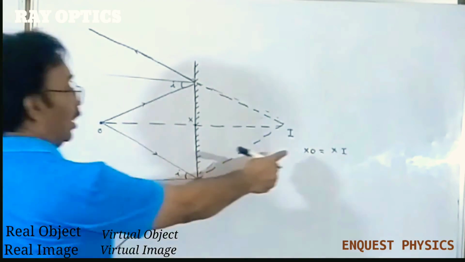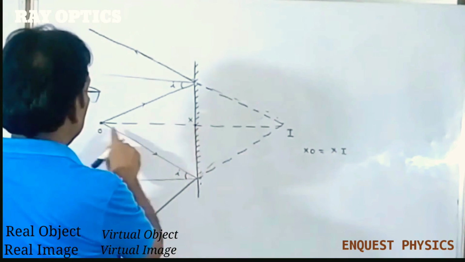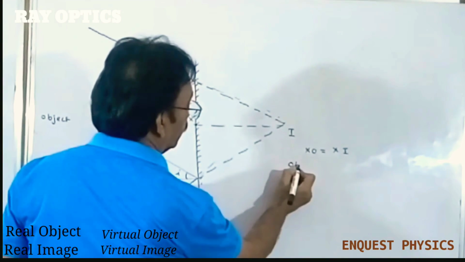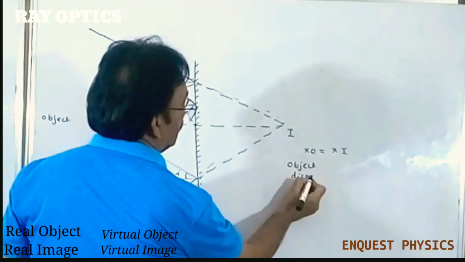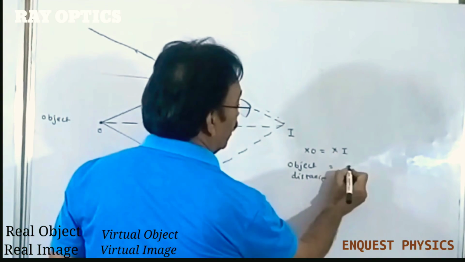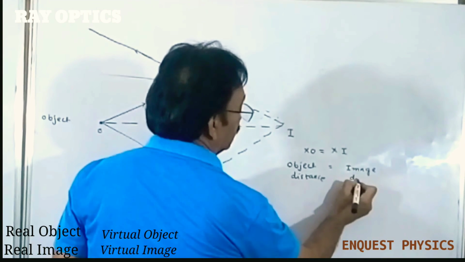Okay, XO is what? It is the distance of the object from the mirror. Object distance is equal to image distance.